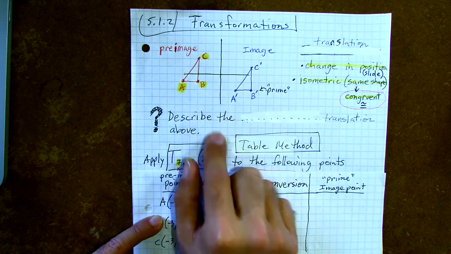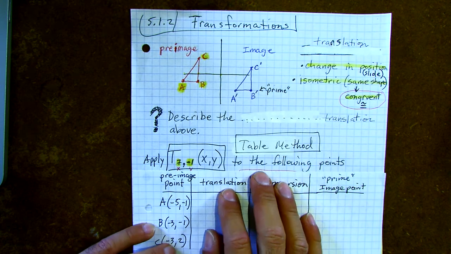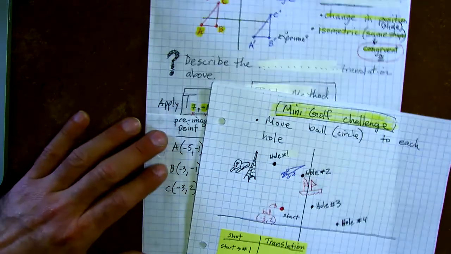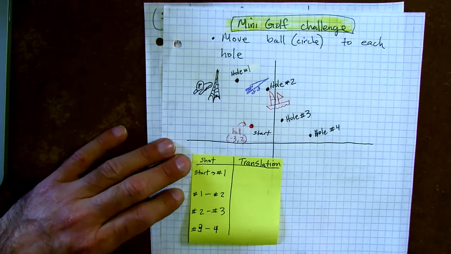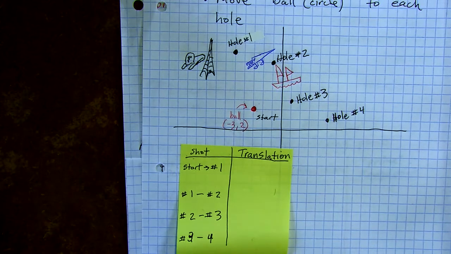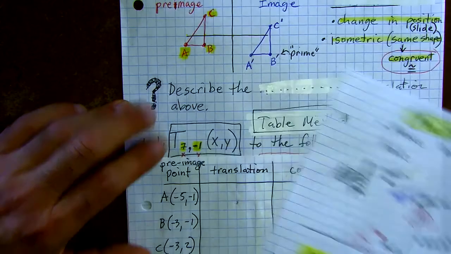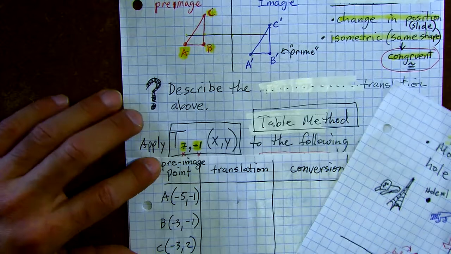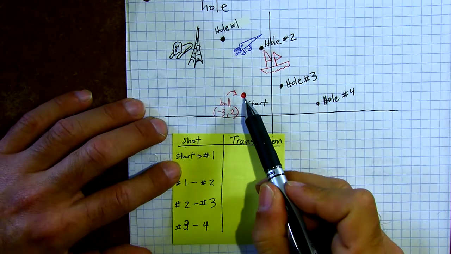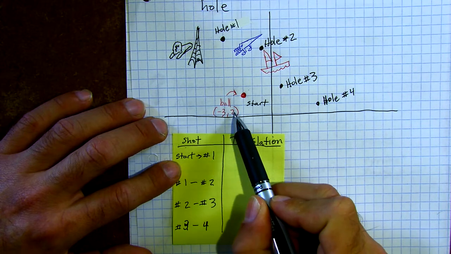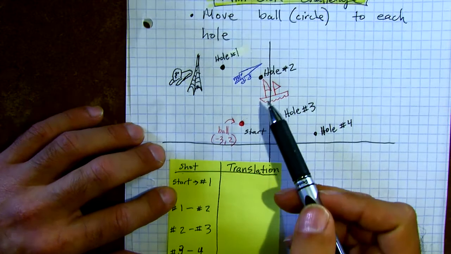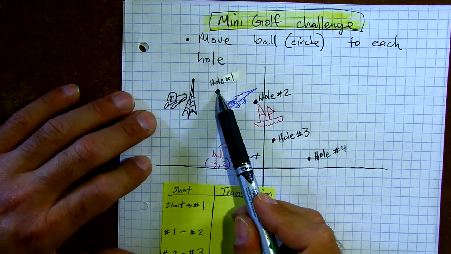But before we get into the table method, let's go ahead and play some miniature golf. What? Yes. All right, so for our miniature golf, we are going to start to label these in a specific way, and we'll talk about it again when we get into the labeling part. Here's the ball at negative 3, 2. Okay, that's where we're starting. Now, we want to get it right in the hole. We want to get in hole number 1.